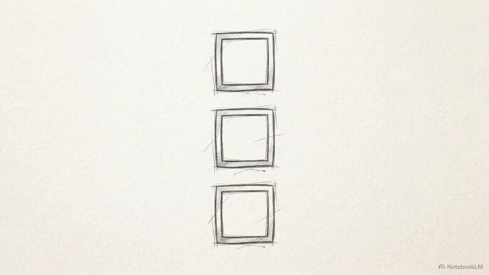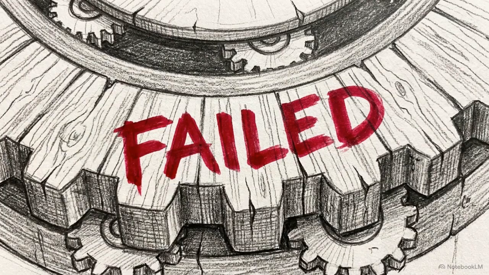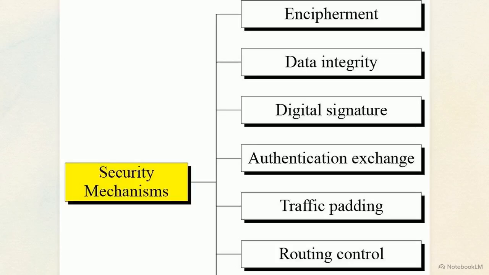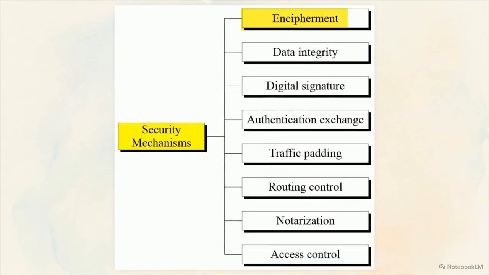When we look at the final scorecard for the CIA Triad and factor in things like non-repudiation, the classic additive cipher fails nearly every modern benchmark. This taxonomy tree illustrates why. Additive ciphers are not complete security systems. They are a primitive implementation of encipherment, which is just one single branch of defense.